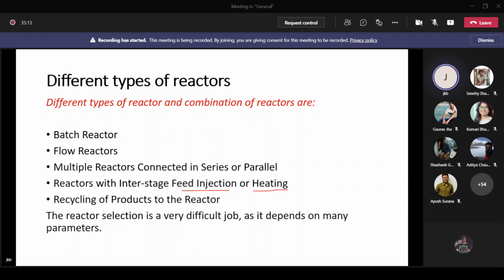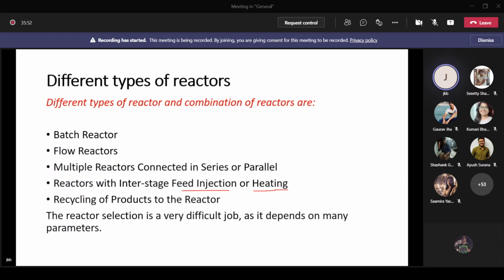So the last combination is recycling of product. Sometimes a part of the product should be recycled, either to use the heat or to use the product as one of the reactants. Say the reaction type is A plus R giving R. R is the product, and it reacts with A. So initially some R is added with A, and when the product is formed, then R is recycled to the reactor inlet. It is called a recycle reactor.